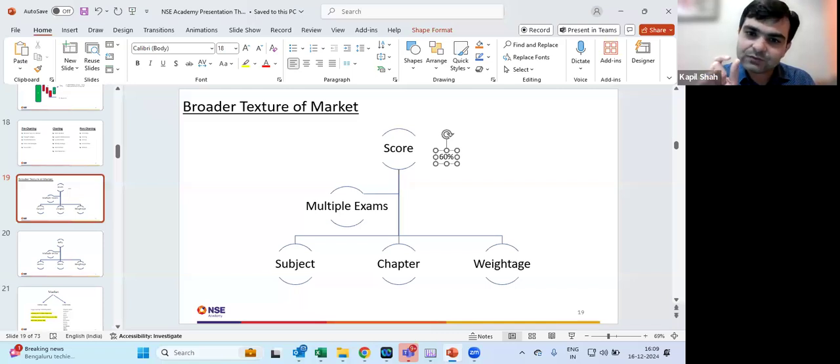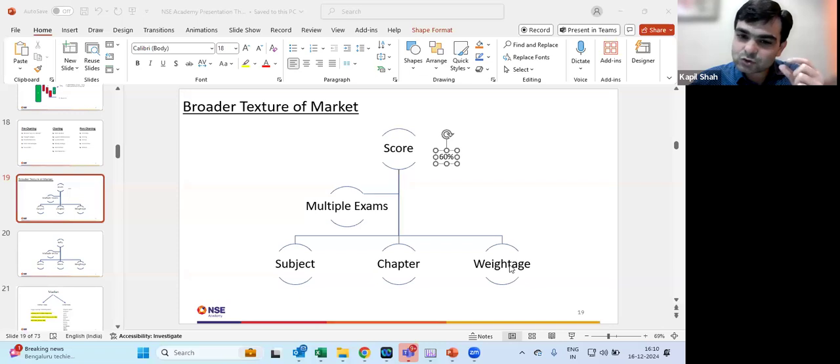Now 60 is just one figure, but behind it, there are lots of mechanisms at work. To score that particular 60 percent, or whatever score we have scored, we have given multiple exams. In 10th standard, I think at bare minimum we have given 6 exams. There are multiple subjects, right? Within the multiple subjects, there will be chapters. And within the chapters, there will be some sort of weightages assigned to it. And after doing all this mechanism, we score one particular percentage.